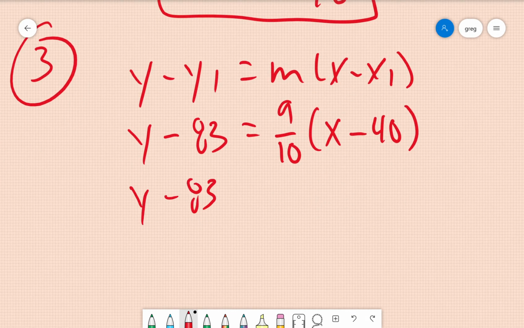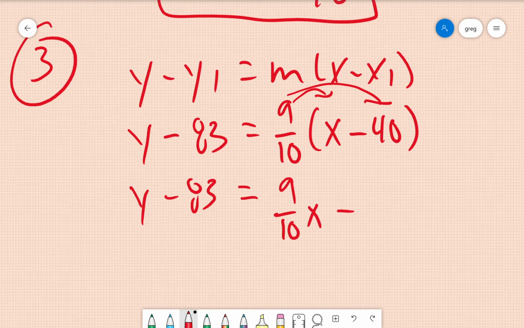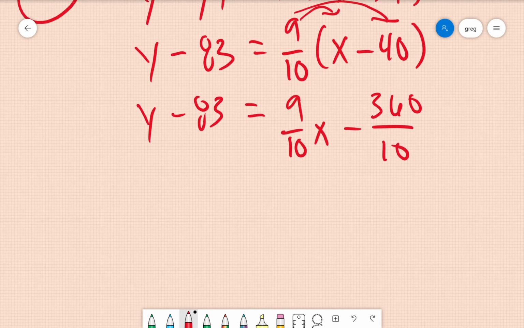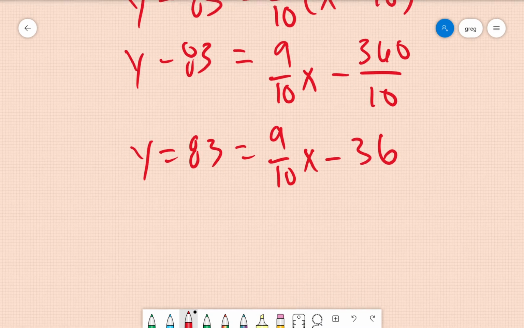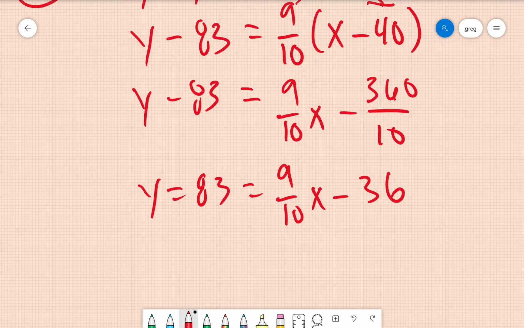What do I do next? Okay, so when I distribute my slope to both of my terms inside the parentheses, what will I have next? 9 over 10x. Yes, but just do this. What's 9 times 40? 360 over 10. So now what's 360 divided by 10, Franco? 36. Franco, last part. What do I do now? Oh, I have two equal signs. My apology.